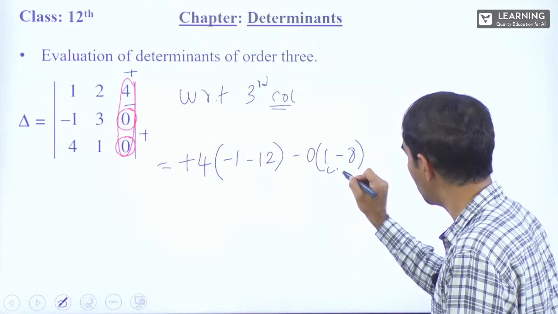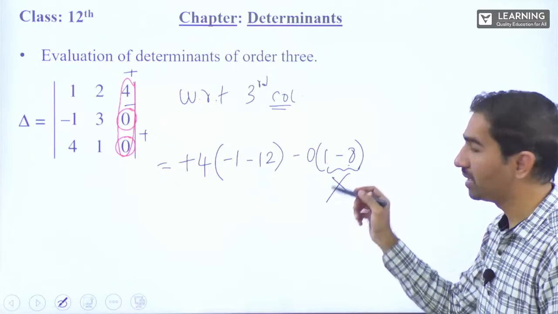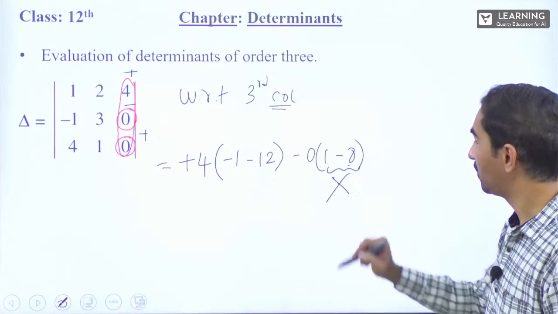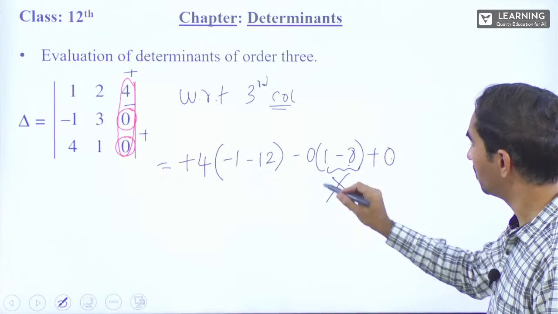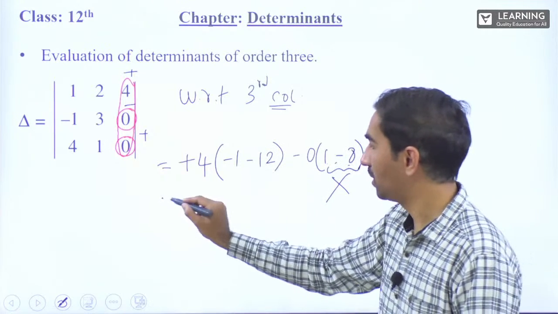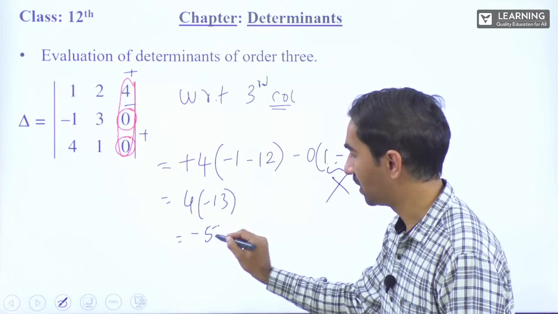So no need to do this at all. No need to do this. Why? Because 0 multiplied into anything will be 0 only, right? So no need to do this. And again we got 0. So plus 0. So this is 0. This is also 0. So directly you can write 4 into minus 13, which is equal to minus 52.